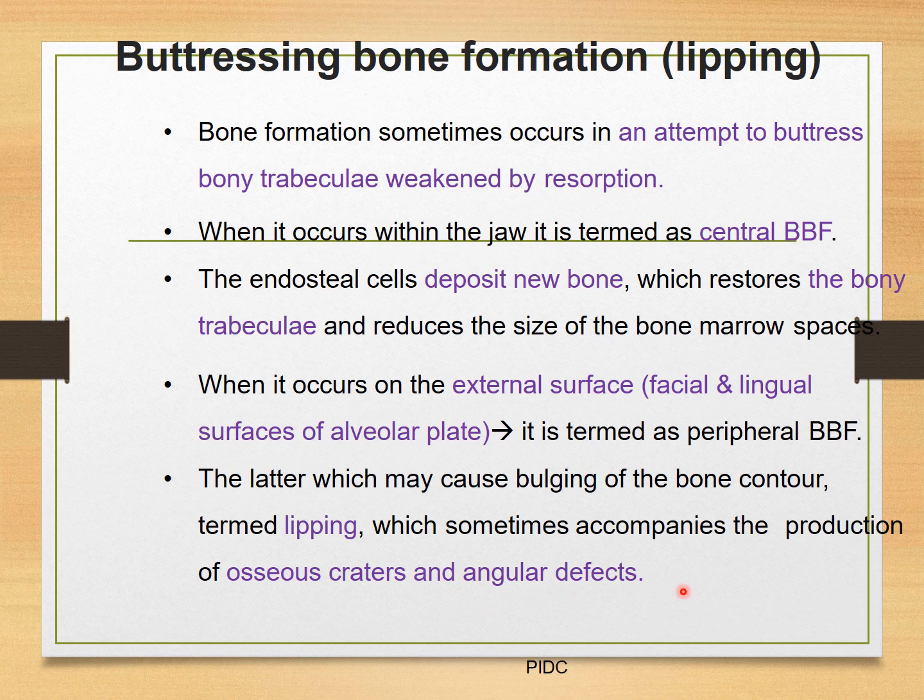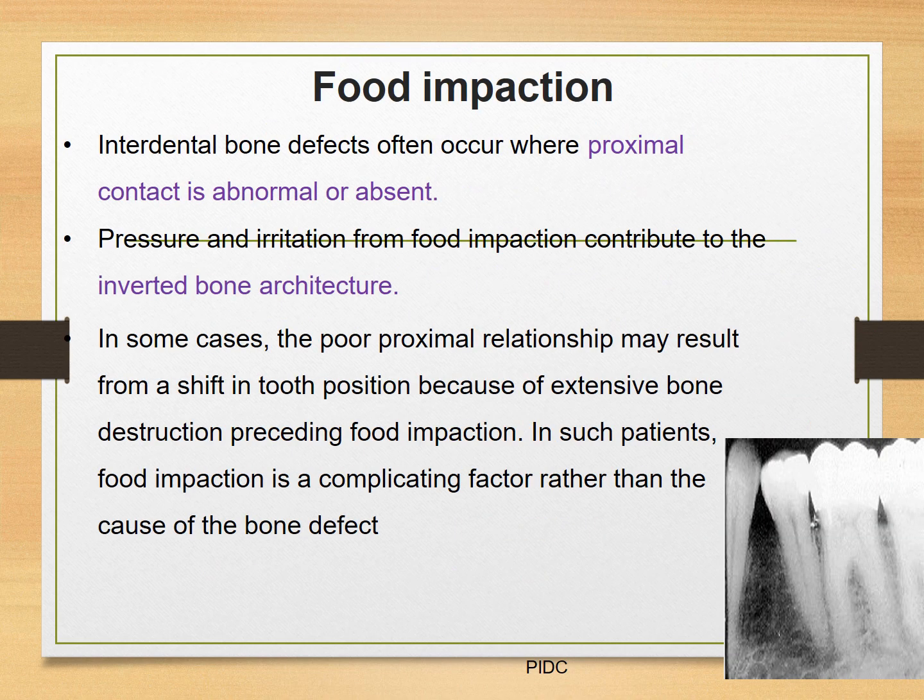So that is buttressing bone formation, which can be either central or peripheral. Next, coming to food impaction, which is one of the most frequent complaints of patients. It is mainly due to abnormal proximal contact. So interbony defects occur where the proximal contact is abnormal or absent.